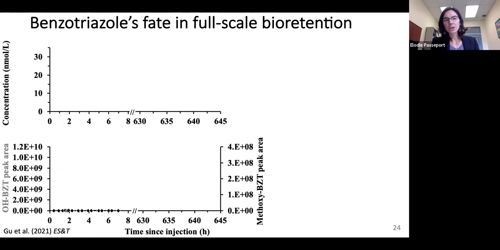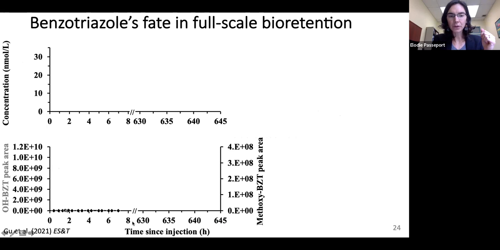And so the way we approach this is by looking at transformation products. On this slide, I'm going to show you two graphs, the first of which will represent the concentration on the y-axis in nanomole per liter versus time since the start of the injection. And the time is broken, and we'll have the same x-axis on the second graph.